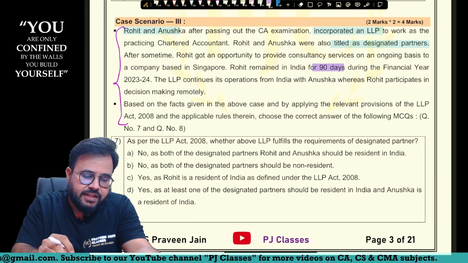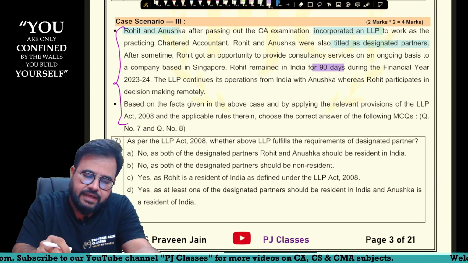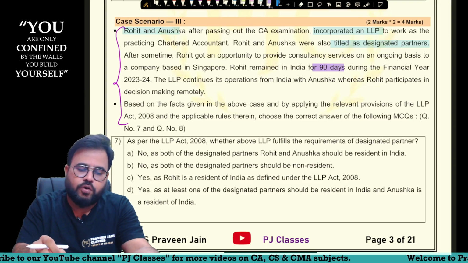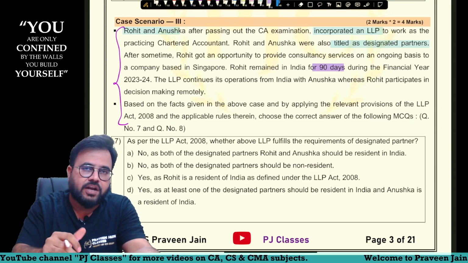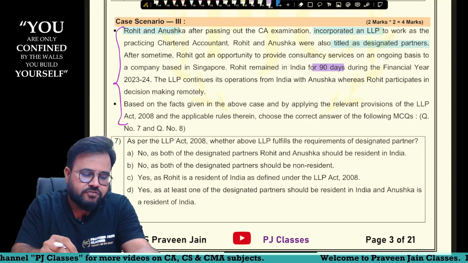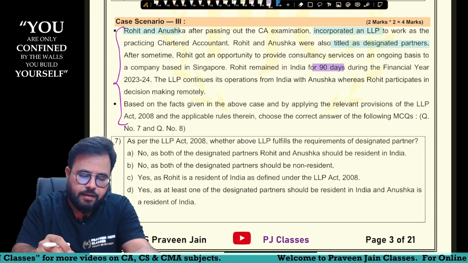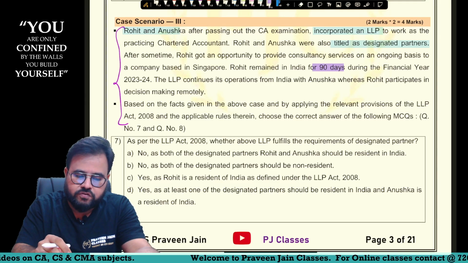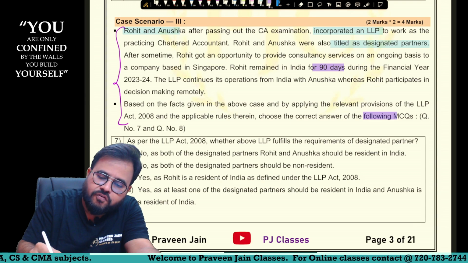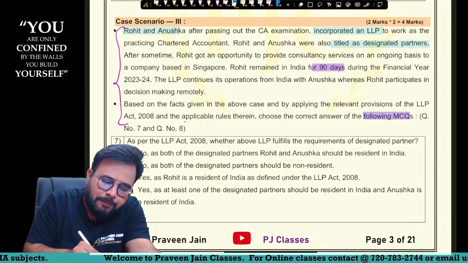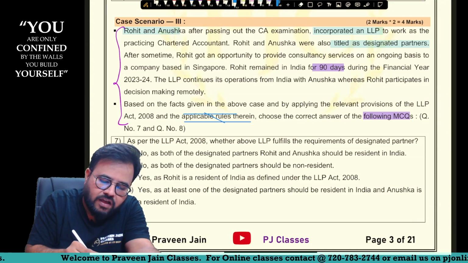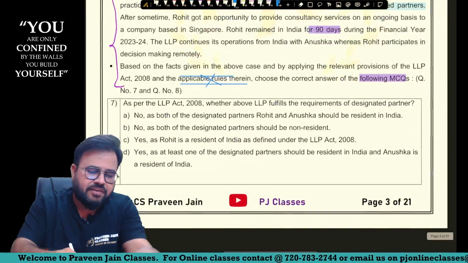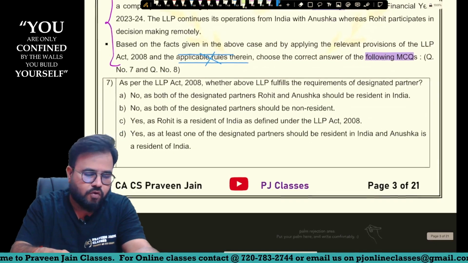The LLP continues its operations from India with Anushka, whereas Rohit participates in decision making remotely. Remotely means not in India. Based on the facts given above, and by applying the relevant provisions of the LLP Act and the applicable rules therein, choose the correct answer for the following MCQ. Now can I say, applicable rules therein? Now rules are not forming part of the syllabus. Anyway, they wrote it in the question, so no offense in that.